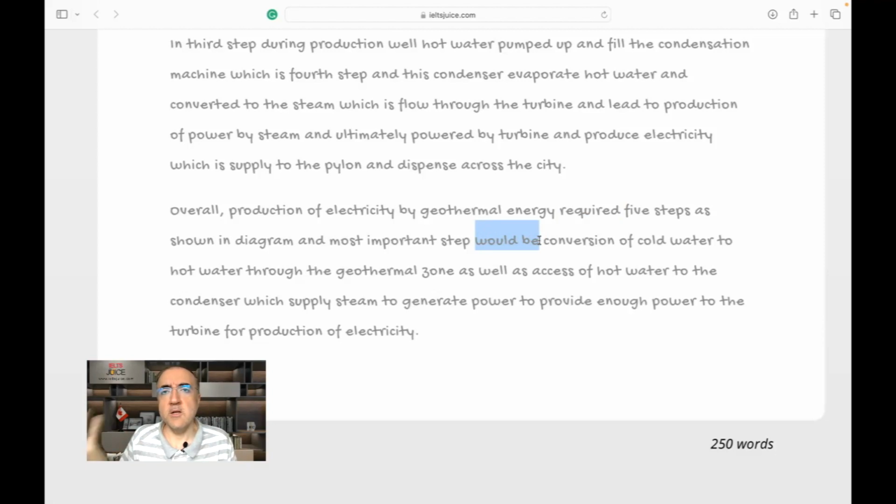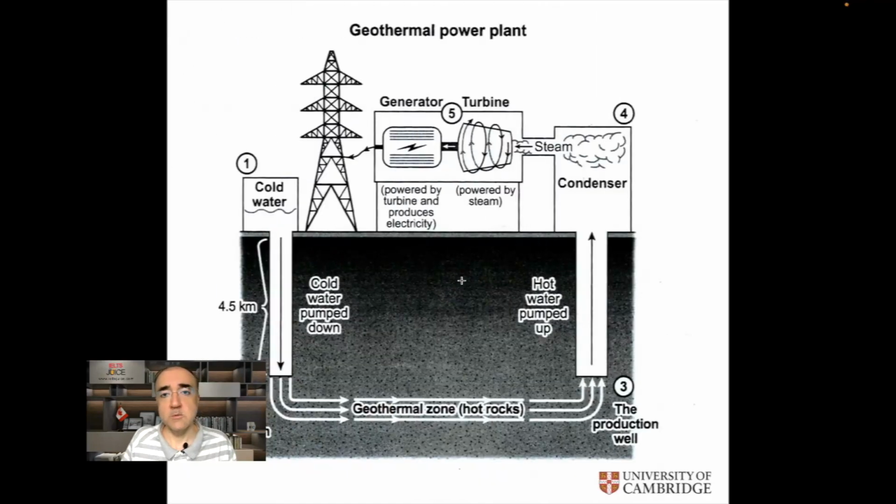why hypothetical? We can see the visual. It's in front of us. Is conversion of cold water into hot water through the geothermal zone. Is this the most important step? Who said so? Can I see this?